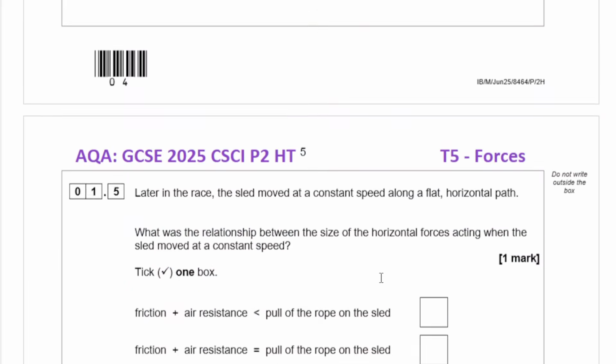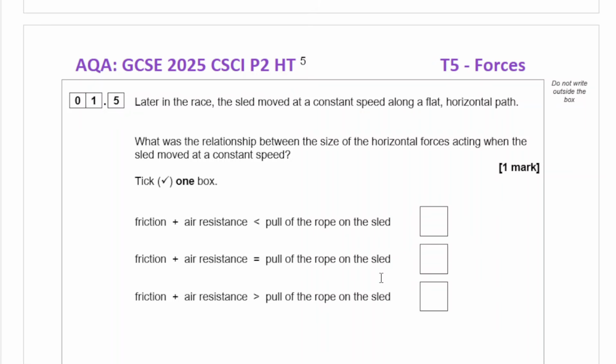Next question. Later in the race, the sled moved at a constant speed along a flat horizontal path. What was the relationship between the size of the horizontal forces acting when the sled moved at a constant speed? Now, if something is moving at constant speed, the resultant force should be 0. That's Newton's first law.